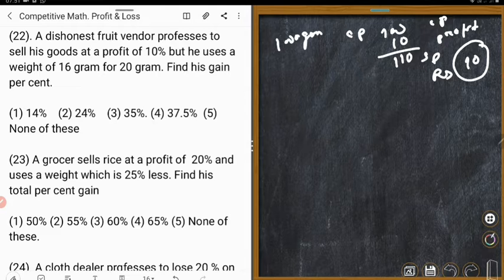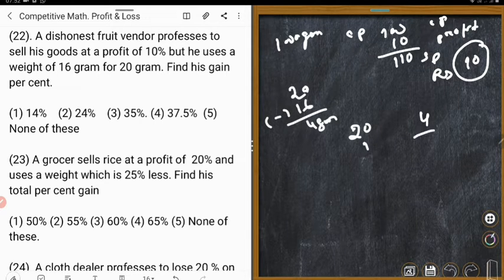He defrauds. That means instead of 20 gram, he gives 16 gram. So how much benefit does he get? 20 gram minus 16 gram is equal to 4 gram benefit. In 20 gram, benefit is 4, right? In 1 gram, benefit is equal to 4 by 20. In 1000 gram, benefit is equal to 200 gram.